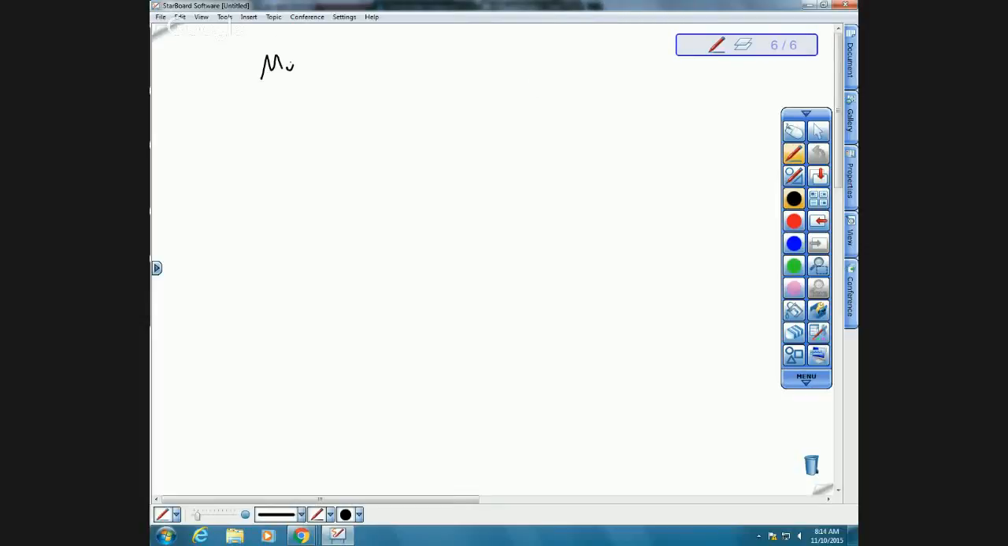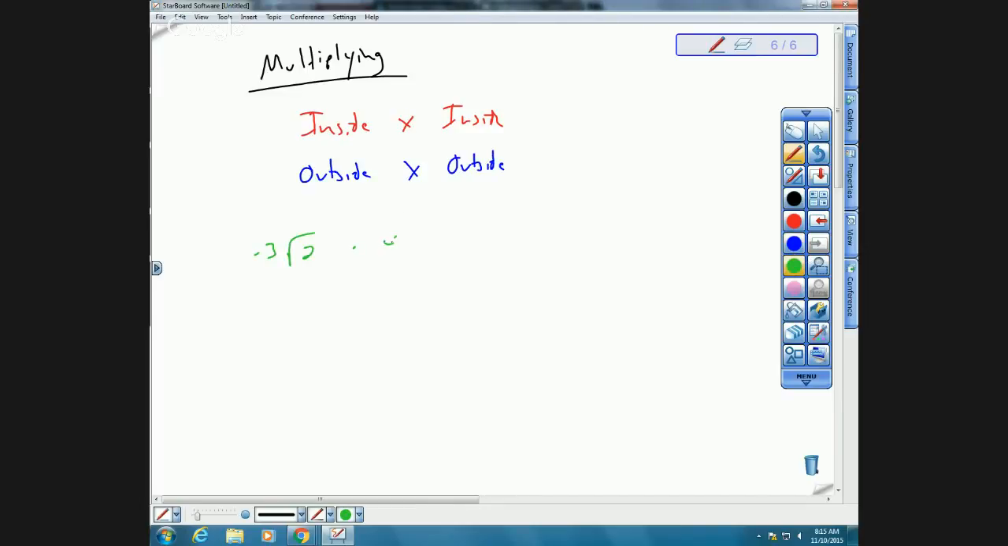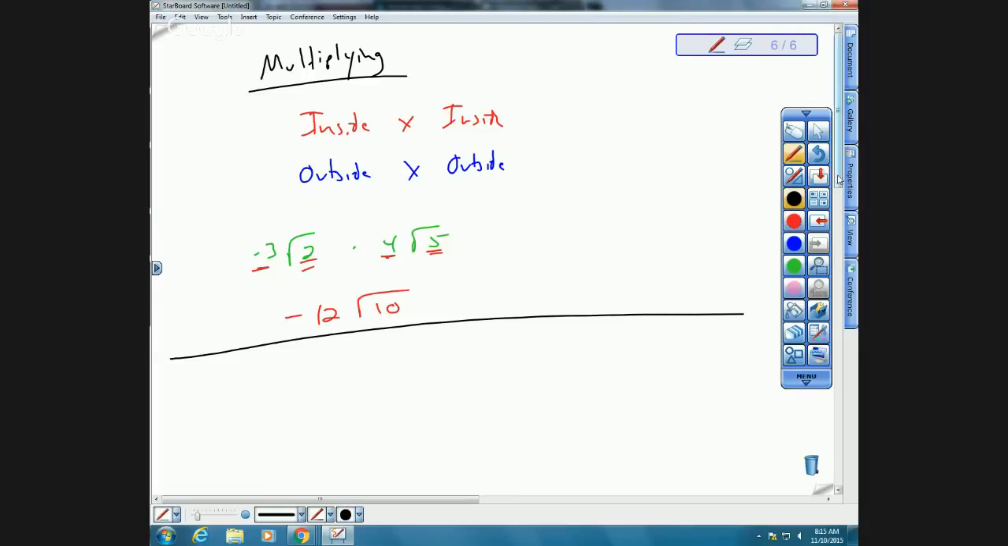In this section is multiplying. Multiplying we kind of talked about yesterday for a second, the basics of it. Inside times the inside and outside times the outside. So if I have -3 square roots of 2 times 4 square roots of 5, I do -3 times 4 is -12. 2 times 5 is 10. And that gives me my answer on that one.